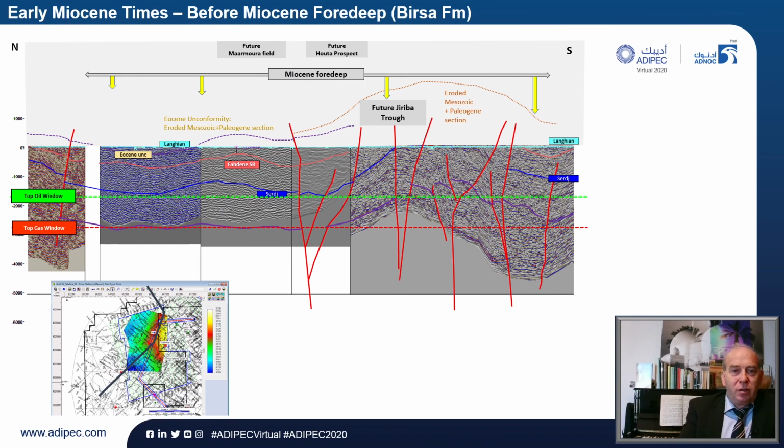So let's go stepwise through the evolution of the area. Here we see the situation at the time of the generation of the Langian unconformity. We see the Mesozoic series and also the source rock deformed and truncated along the unconformity, which generated a series of windows. And we see the source rock at this stage not anymore in the hydrocarbon generation window. Furthermore, the amount of erosion is indicated, and the future Miocene low in which the Umduwil, specifically the Birsa formation, will be deposited.